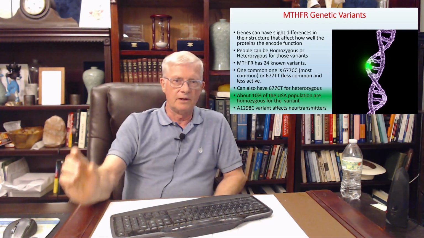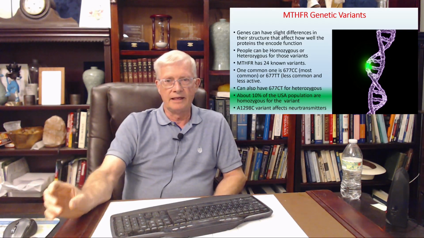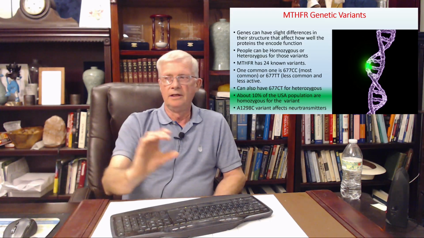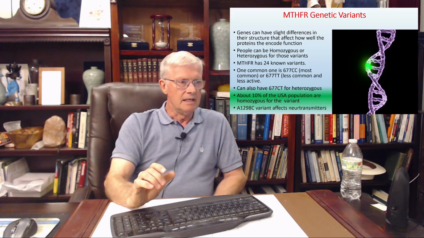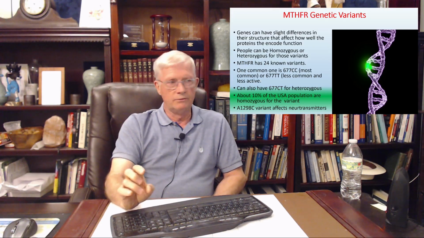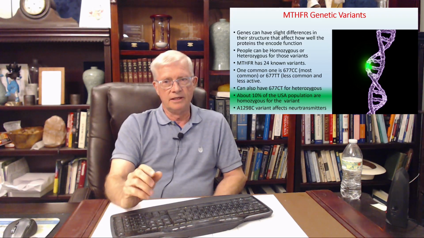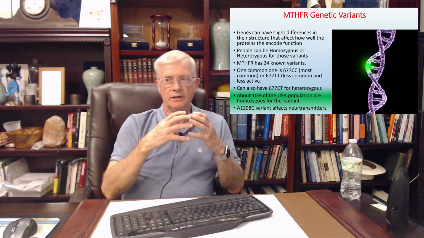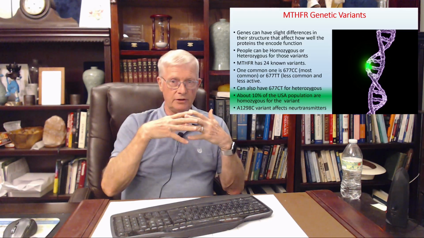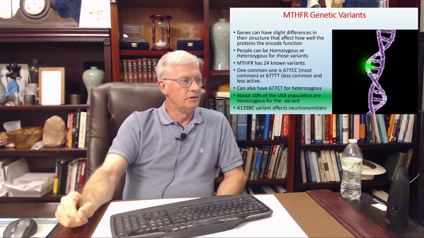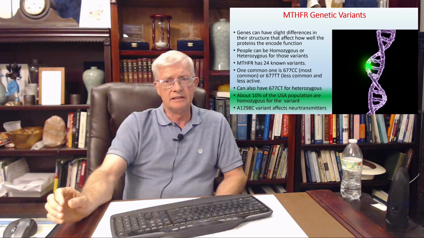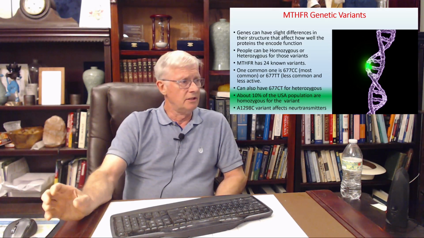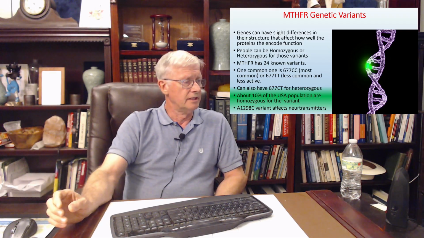However, if somebody gets one of these bad variants from both parents, then you've got a lot more serious situation. We call that homozygous, meaning they have two of the same. So we know that a lot of times the MTHFR genetic variances can affect how that gene works, and how that protein, the enzyme, works.